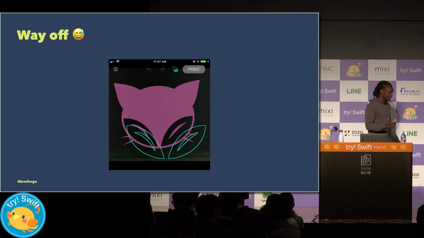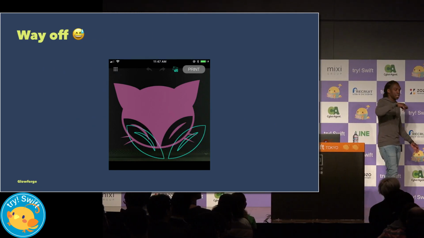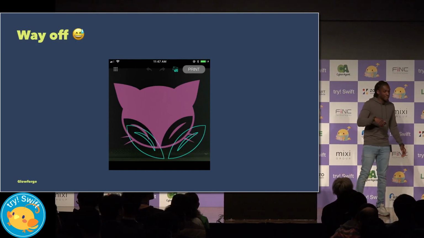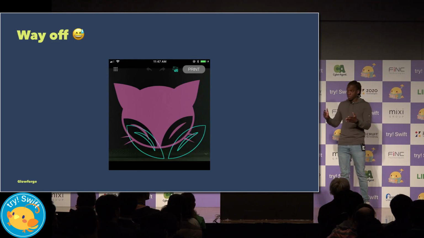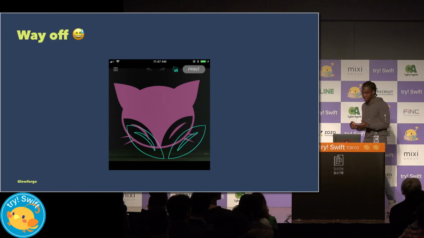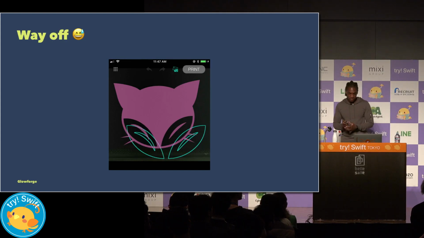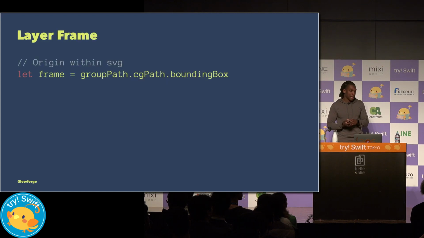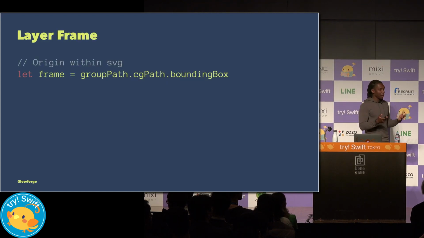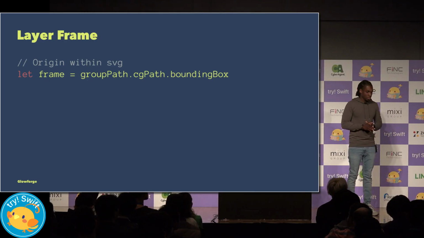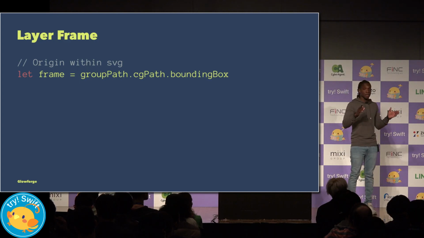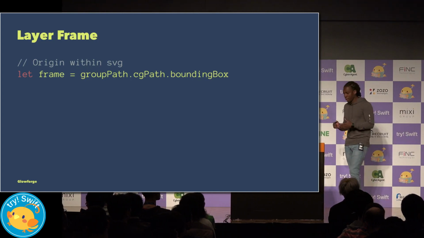It's way off. Remember earlier when we tapped the inside portion of the eye of the cat, we outlined the eyes snugly, which means the path was fitting nicely within that region, but it's not the case here. Why is that? So we had a layer frame, and when we were building the frame, we found the frame like this. We simply use the CGPath bounding box property on CGPath, and that would give us the frame of our path for positioning.